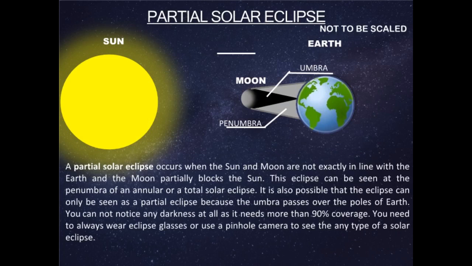This eclipse can be seen at the penumbra of an annular or a total solar eclipse. It is also possible that the eclipse can only be seen as a partial eclipse because the umbra passes over the poles of Earth. You cannot notice any darkness at all, as it needs more than 90% coverage. You need to always wear eclipse glasses or use a pinhole camera to see any type of a solar eclipse.